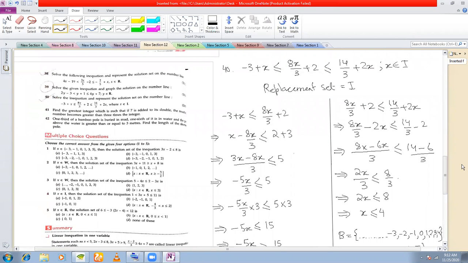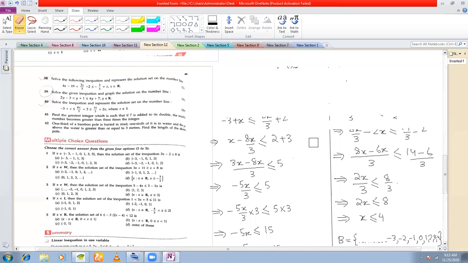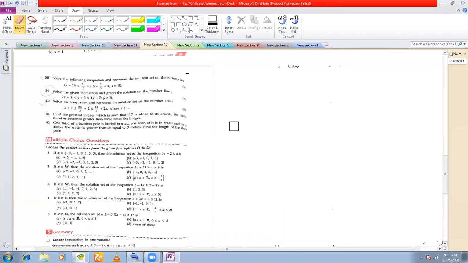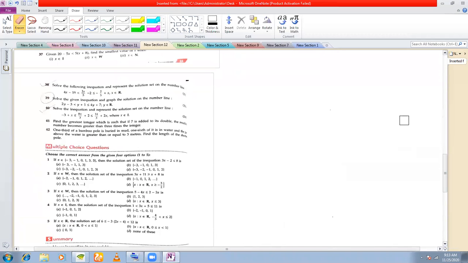Find the greatest integer which is such that if 7 is added to its double, the resulting number becomes greater than 3 times the integer. Okay. Find the greatest integer such that if 7 is added to its double, you double the number and add 7 to that number, the resulting number, that is the number that you get, is greater than 3 times the integer.